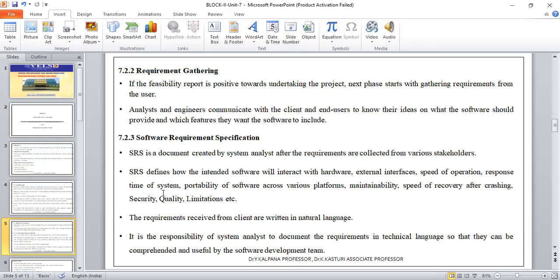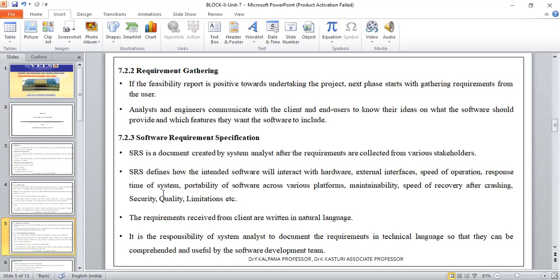The first step is the feasibility study. If it is okay, then they proceed. If the feasibility report is positive towards undertaking the project, then they will go for requirement gathering. In requirement gathering, the technical team communicates with the clients and the end users. After a meeting, they cannot immediately create the SRS, but they will get an idea of what the client needed and what features they want to include in the software.